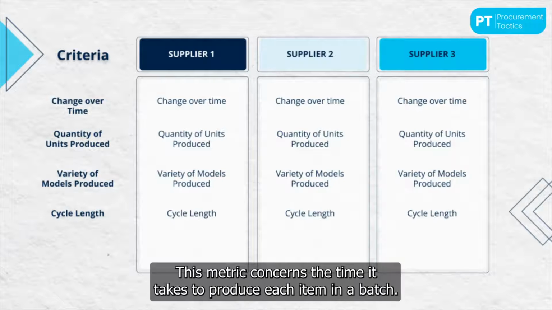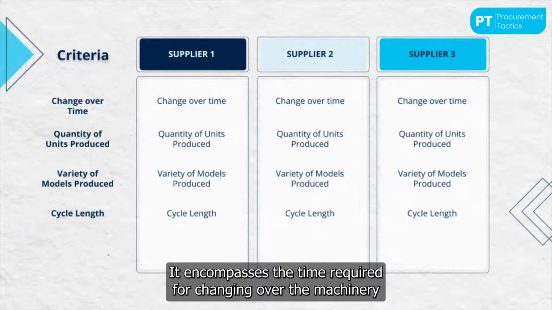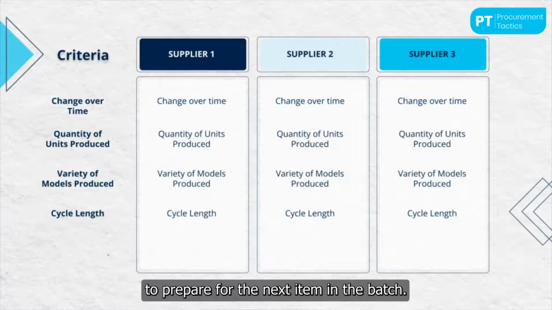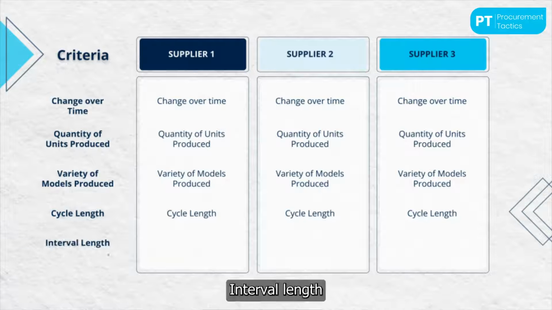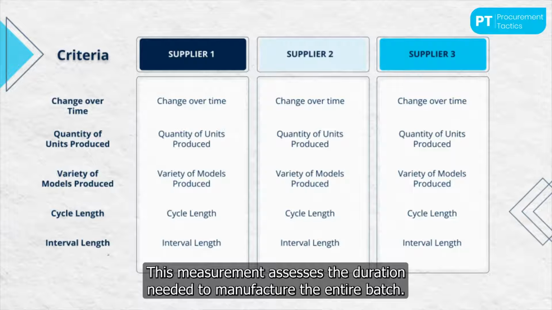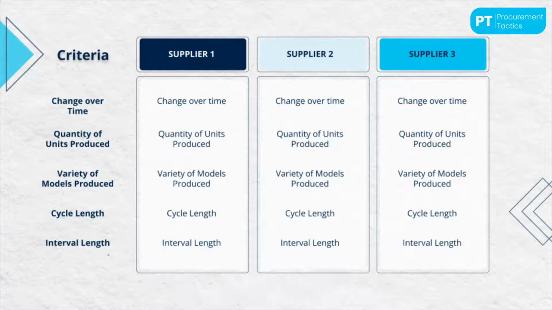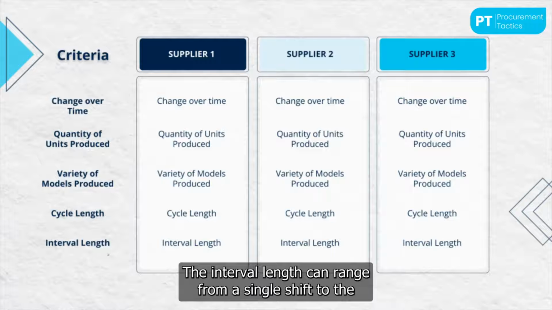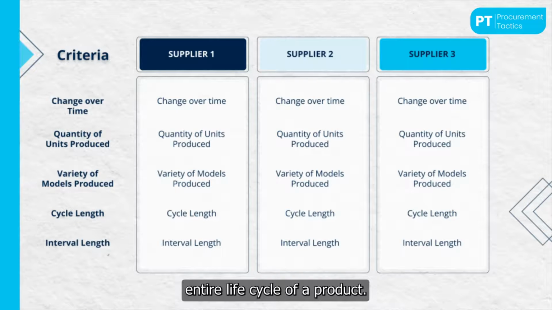Cycle length. This metric concerns the time it takes to produce each item in a batch. It encompasses the time required for changing over the machinery to prepare for the next item in the batch. Interval length. This measurement assesses the duration needed to manufacture the entire batch. The interval length can range from a single shift to the entire life cycle of a product.